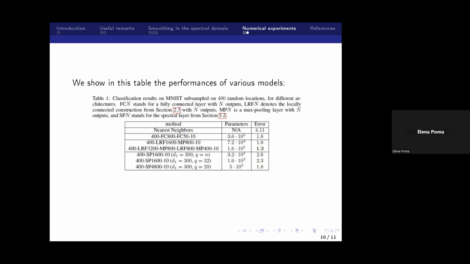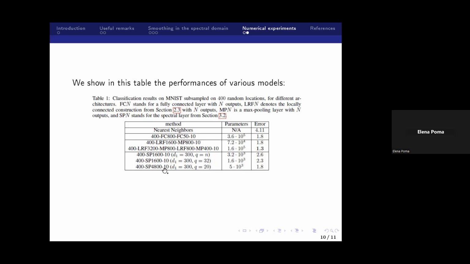As a baseline, they trained the standard nearest neighbor classifier, which gave a quite high error of 4.11. So it was not very efficient on this data. Then a fully connected neural network, which is of the order of 10 error. And then this third neural network is one that is based on locally receptive fields. I did not read all this part of the article, but it was the one that performed the best on this dataset, but it still required a lot of parameters.